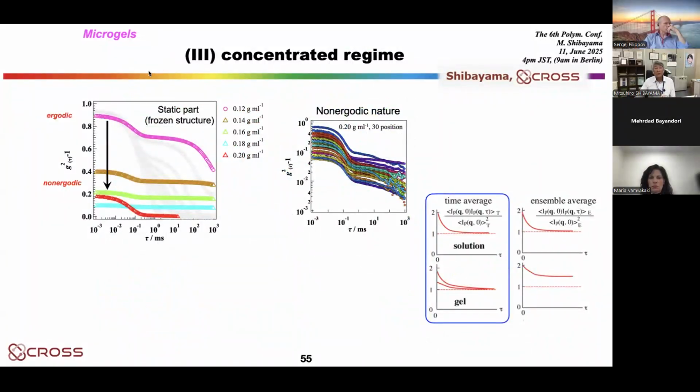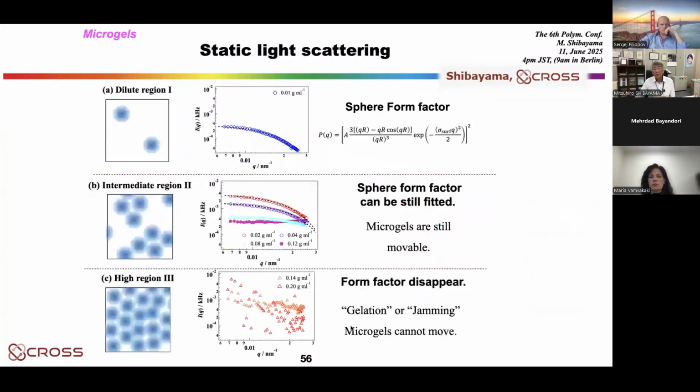So how about the concentrated region? In region 3, again, in this particular case, the static phase and the frozen part is dominant. And remember, this is a gel, so the time average is non-ergodic. Now we compare this with the static light scattering.